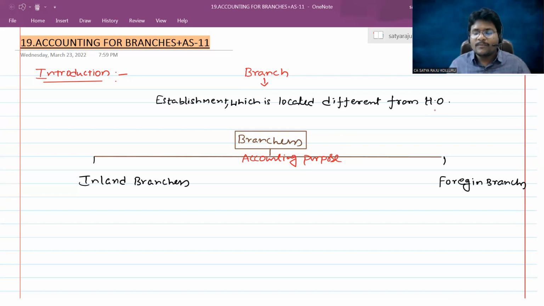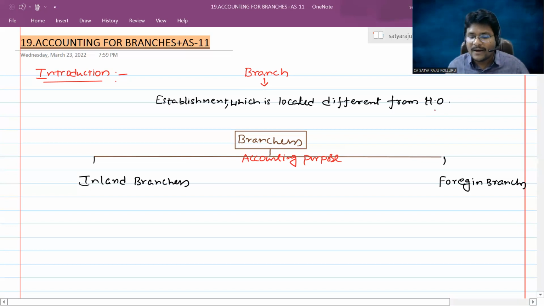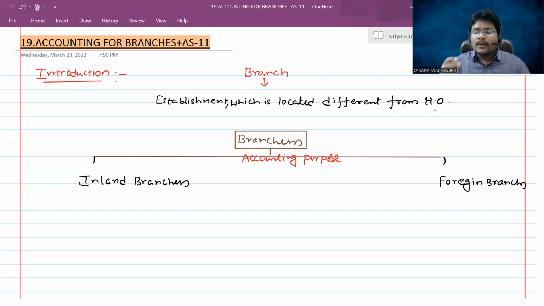And the objective of the departmental account is knowing the profit or loss of each and every specific department to know the department's performance. But here, the objective of branch accounts is not only knowing the performance of each and every branch, but also knowing the financial position of that specific branch. Hope you understand the difference between branch accounts and departmental accounts.